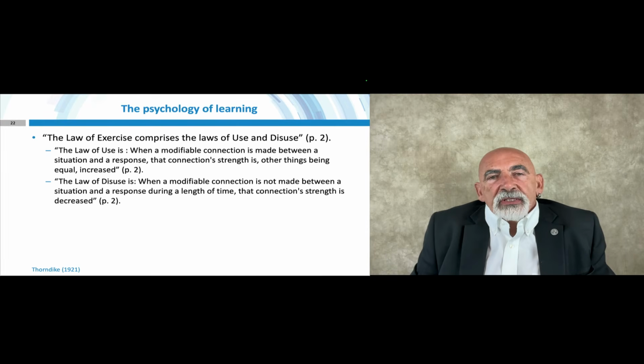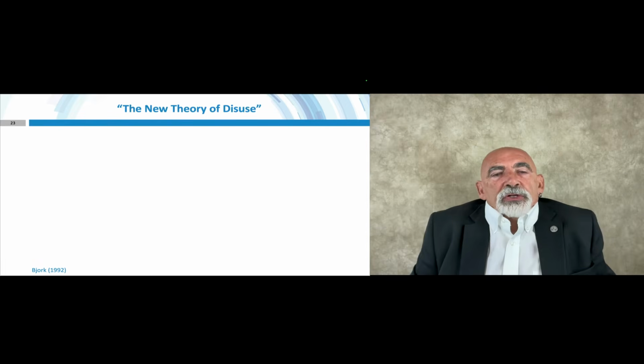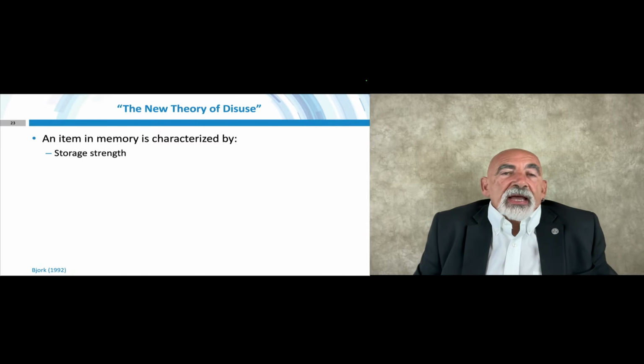It turns out that if you've ever learned something, that memory is never gone completely. What's hard is retrieving it. And that's what Robert Bjork has proposed in his new theory of disuse. So anything in our memories has two characteristics. One is how well it's been learned.